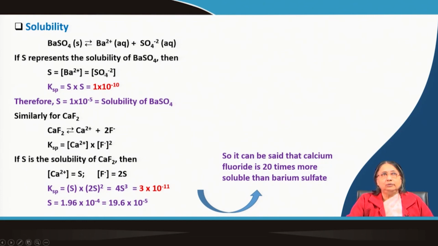So, although the solubility product of barium sulphate is higher compared to calcium fluoride, the solubility of calcium fluoride is higher compared to barium sulphate. So, it can be said that calcium fluoride is 20 times more soluble than barium sulphate. Looking at the solubility product, we might immediately, without thinking, say that whichever has the higher solubility product is more soluble, but it is not like that.